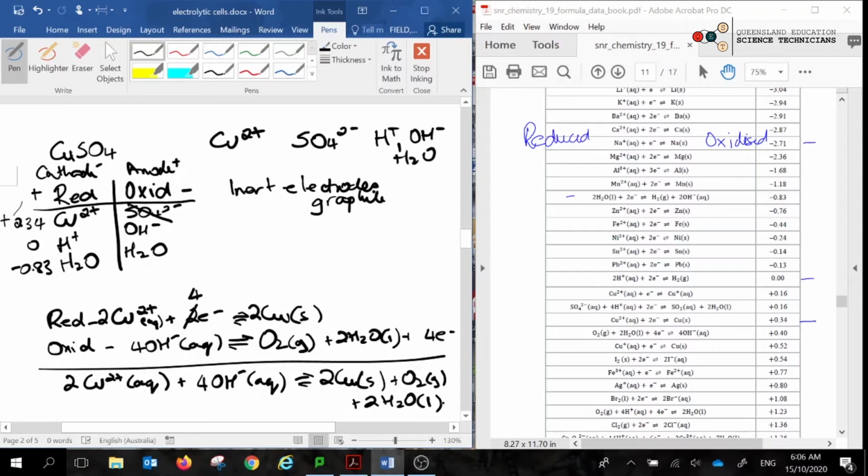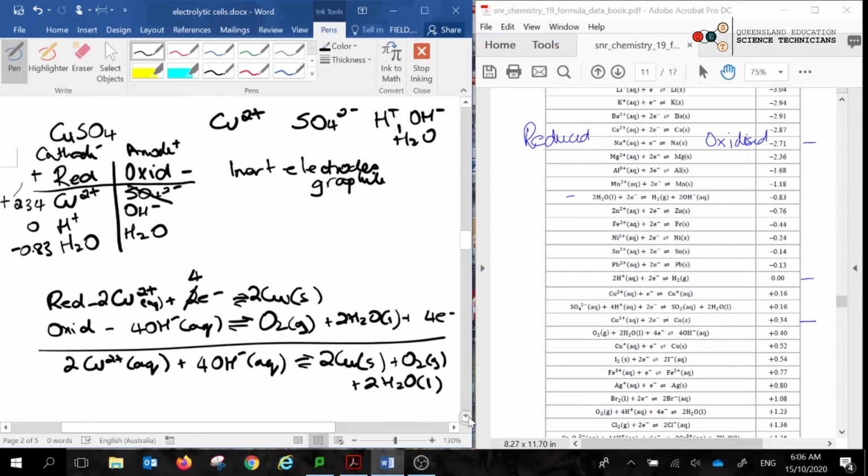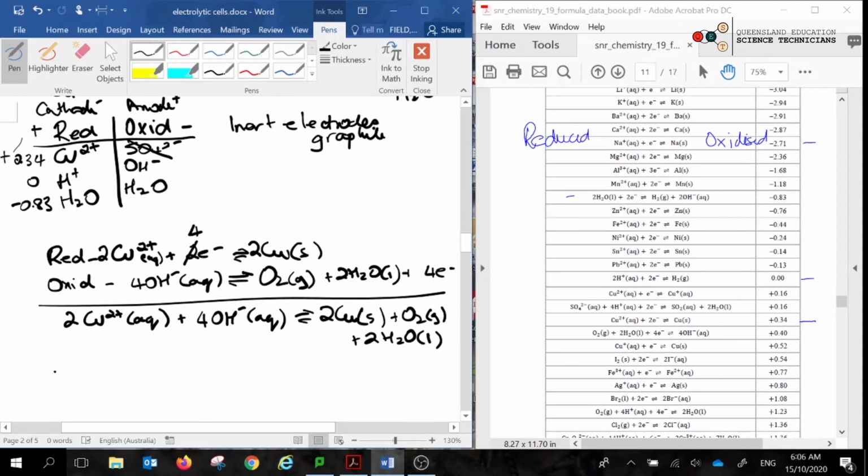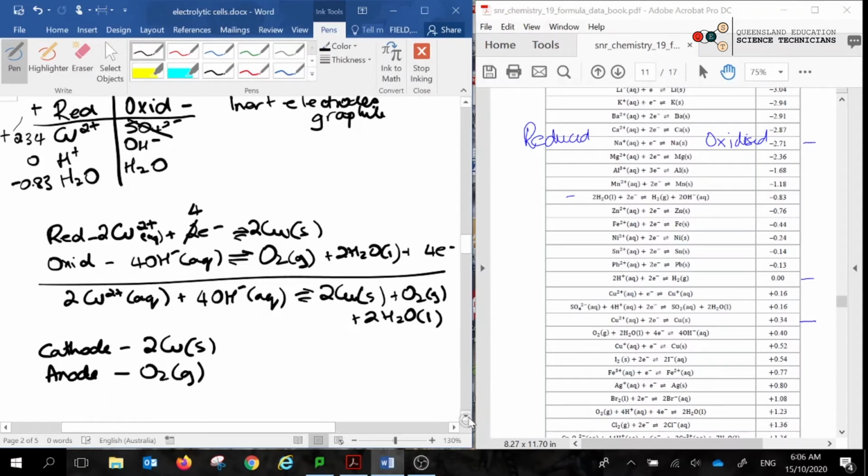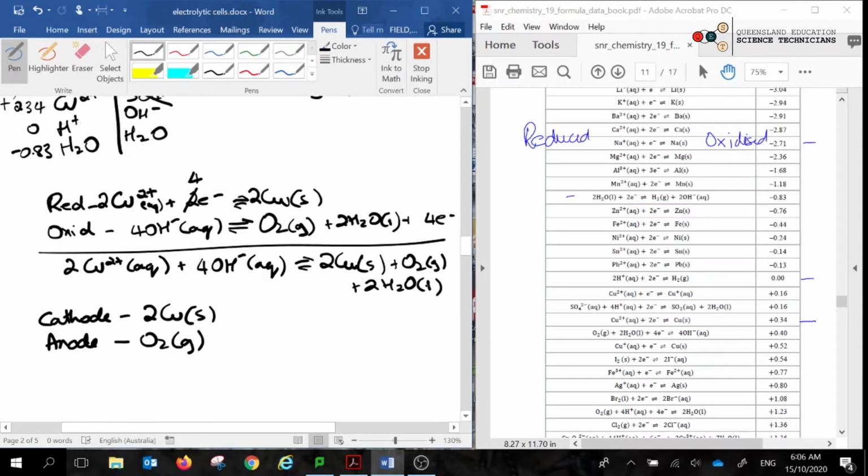Which means that my products at the cathode, I'm producing copper, and at the anode, we're producing oxygen gas, because the water will just go back into the solution. Okay, so that's for dilute.